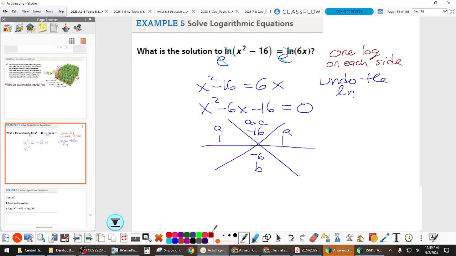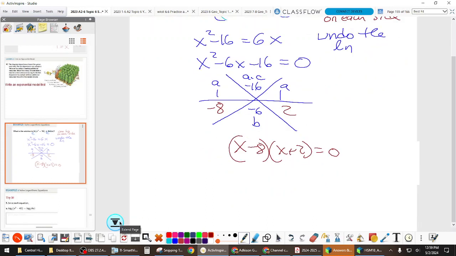Do we have factors of negative 16 that add up to negative 6? Yes. What are they? 8 and negative 2. Good. How do we solve from there? Find the zeros, right? What are our two zeros? 8 and negative 2.